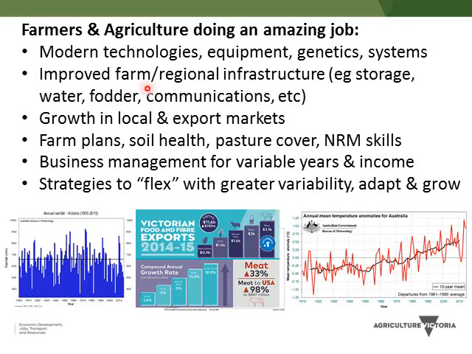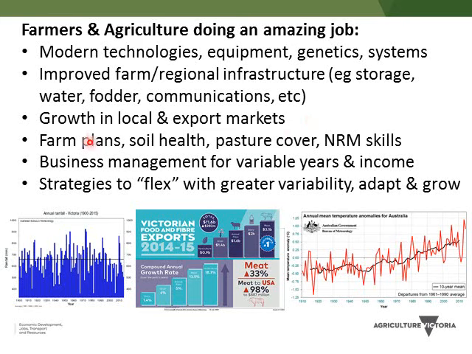Also, what's really important in dealing with seasonal variability and climate is just improved farm and regional infrastructure. So the improvements in storage, whether it's for water or fodder, also communications and roading, and all of those things are really important, which help us deal with bigger dries or bigger wets. Growth in local and export markets has really been a key part that underpins successful and profitable agriculture, and so making sure we're managing biosecurity risks and all of that's really important.